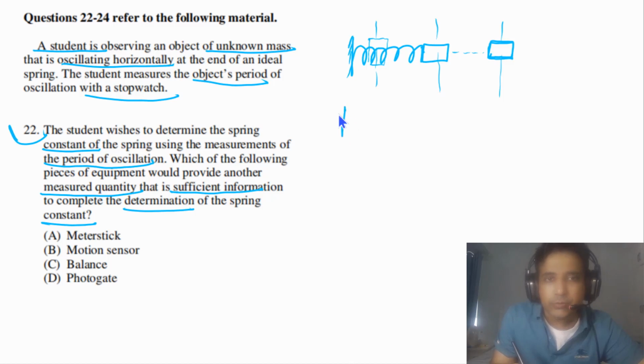We need to understand how we can determine the time period of a spring-mass system. The time period of a spring-mass system is simply T equal to 2 pi square root of m over k.